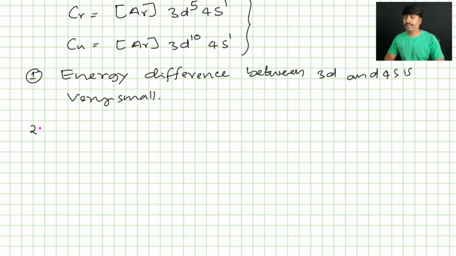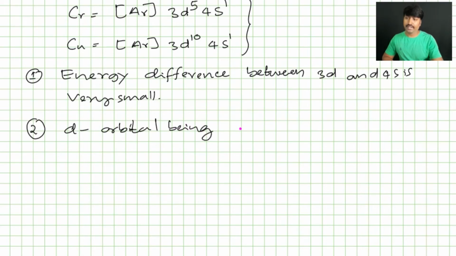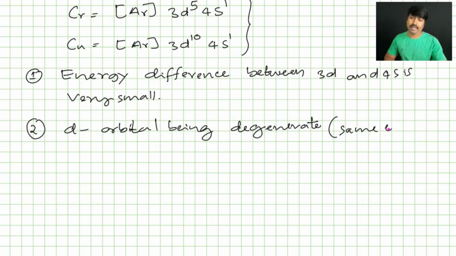Next, the second point is that the d orbitals are degenerate. D orbitals being degenerate, this is very important. What is the meaning of degenerate? Degenerate means having the same energy. The d subshell has 5 orbitals, and all the 5 orbitals have the same energy.